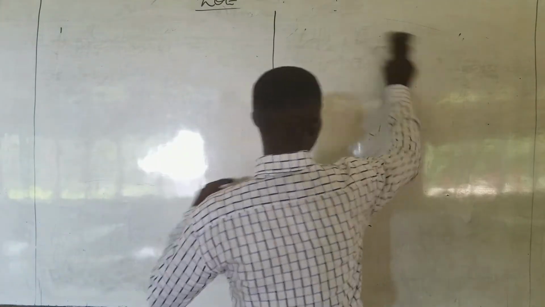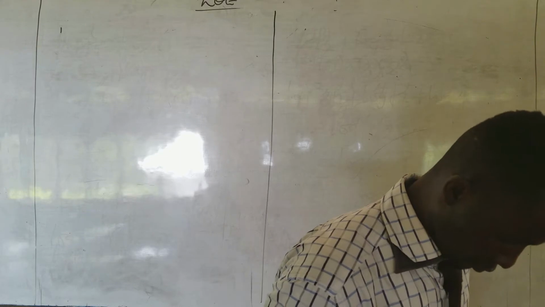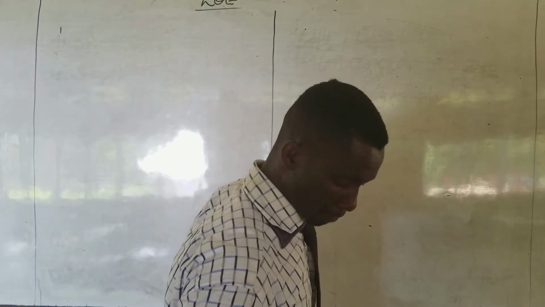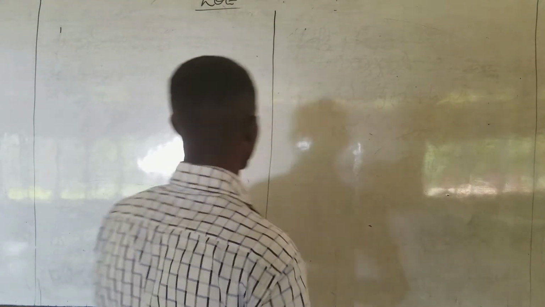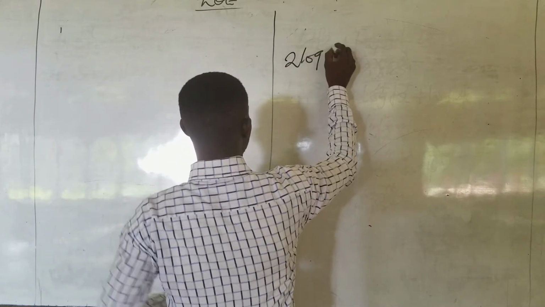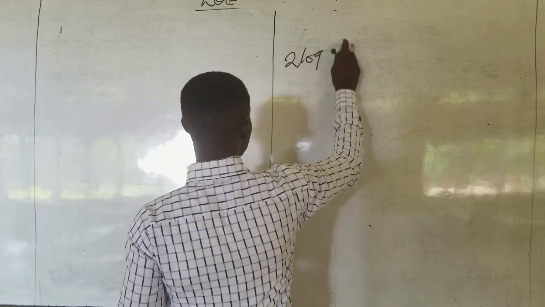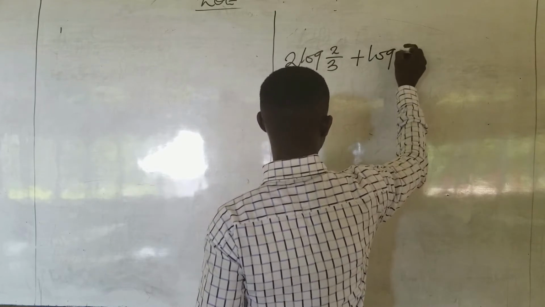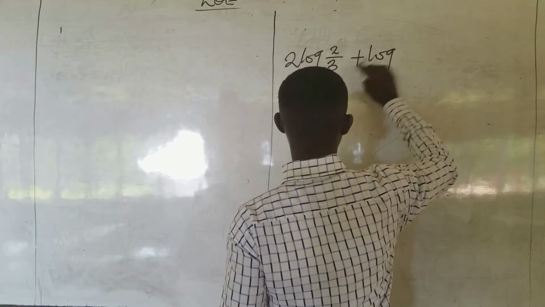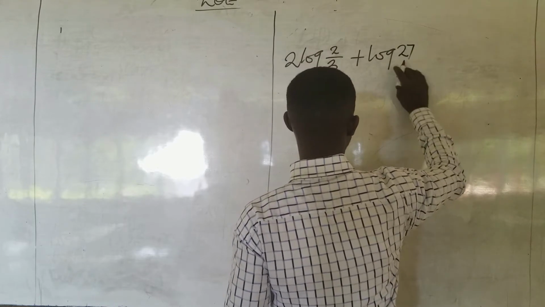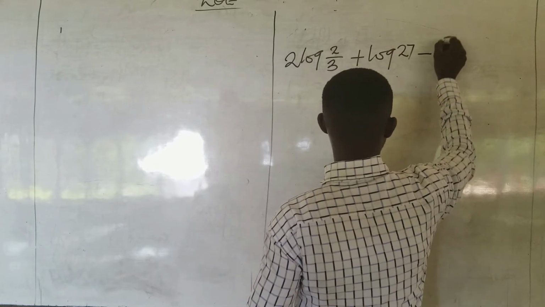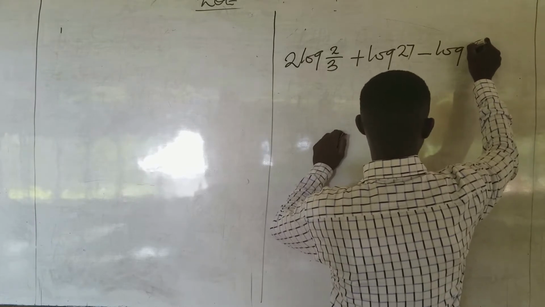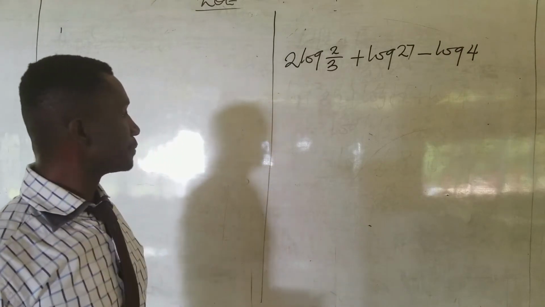Now, let's see something again. What about if you have 2 log 3, 2 on 3, plus log 27, minus log 4? Let's see how to go about this.